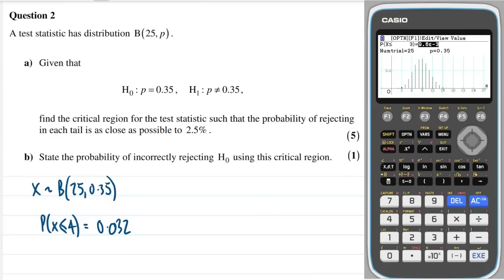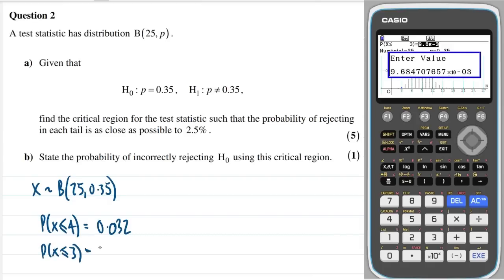Option, edit, there it is. Okay, great, so that is, yep, like I suspected, and the probability that x is less than or equal to 3 is equal to 0.0096. So which is closer? This one is definitely closer to 2.5%.